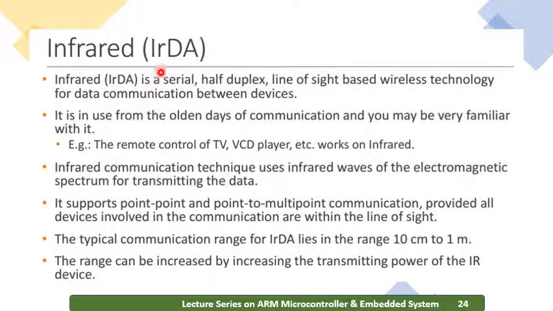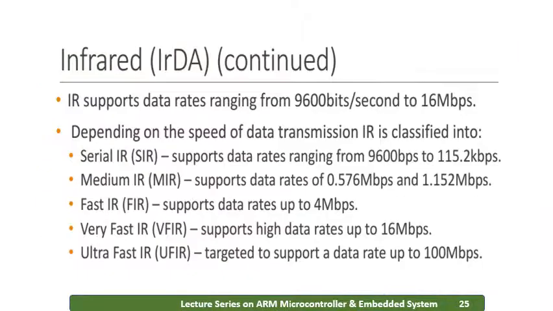Then we have something called infrared. Infrared is a serial half duplex line of sight based wireless technology, and the best example for this is TV remotes. Okay, so the TV remotes which work on infrared use a communication which uses infrared waves of the electromagnetic spectrum for the transmission of the data. And note that this uses point-to-point and point-to-multipoint communication, and the range of this IrDA lies between 10 centimeters to 1 meter, and the range can be increased by increasing the transmitting power of the IR device.